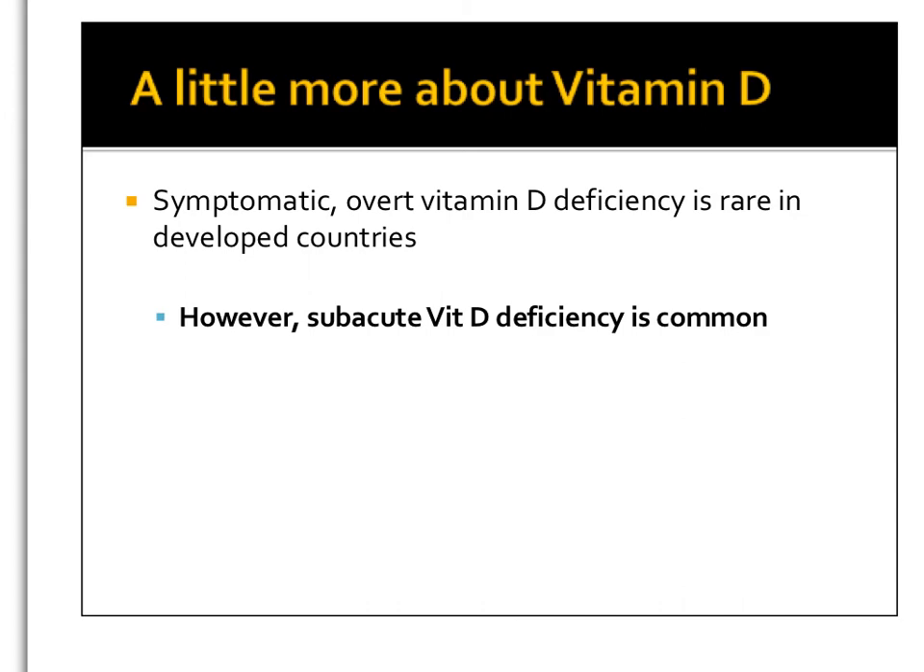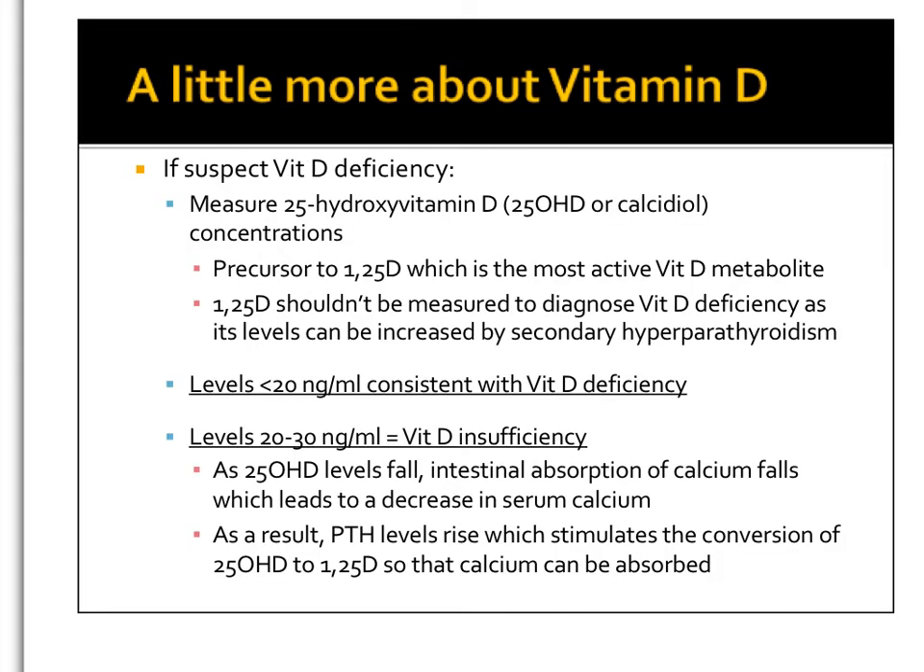If you suspect that your patient has a vitamin D deficiency, then you're going to want to measure a D25 level on them. Remember, this is the precursor to the 125, which is the active form of it. Don't order a 125 right away because this could be increased by secondary hyperparathyroidism, and so it's not going to be a very accurate test for you when you're trying to work up a patient with vitamin D issues. Now, what we're looking for here is a level less than 20. That's going to be most consistent with a vitamin D deficiency, as opposed to levels 20 to 30, which you'll find in a vitamin D insufficiency.